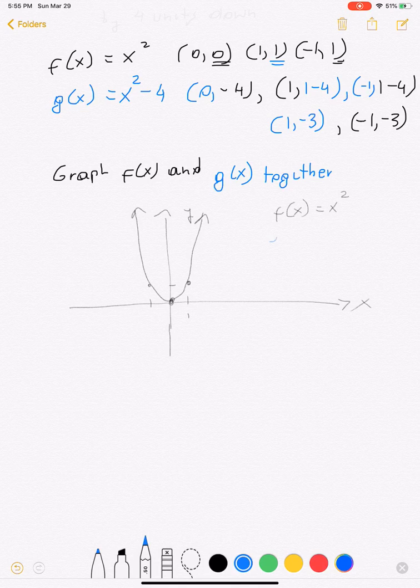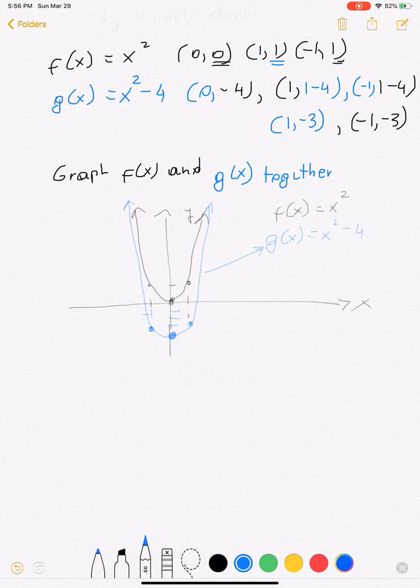G of x, we're graphing in blue, which is equal to x squared minus 4. So our vertex, the original point, was pushed 4 units down, 1, 2, 3, 4. So we have the point 0, comma, negative 4. The point 1, comma, 1 was pushed 4 units down, so we end up with 1, comma, negative 3, which is right here. And the point negative 1, 1 is pushed 4 units down, so we end up with the point negative 1, comma, negative 3. So this is g of x.